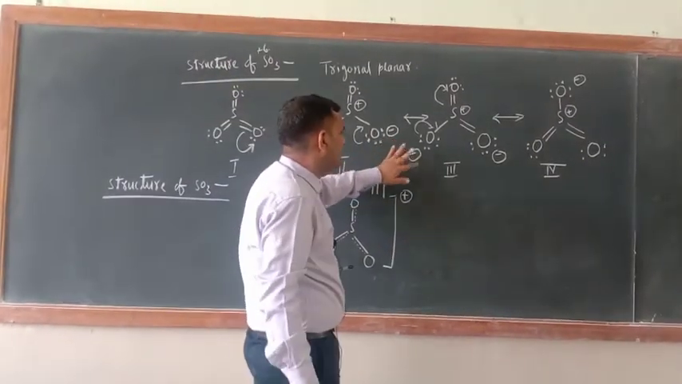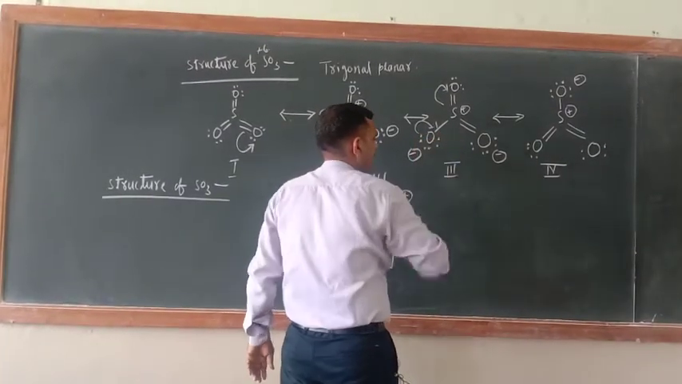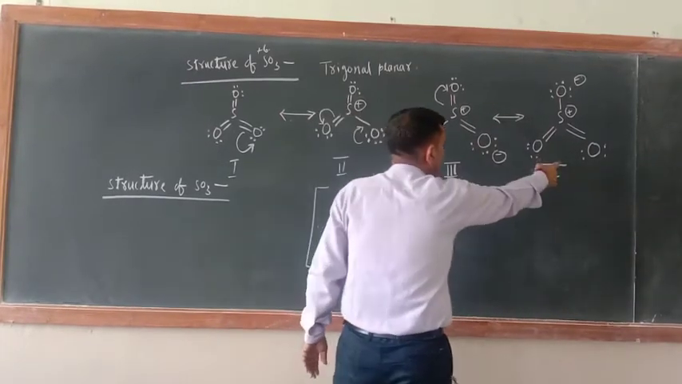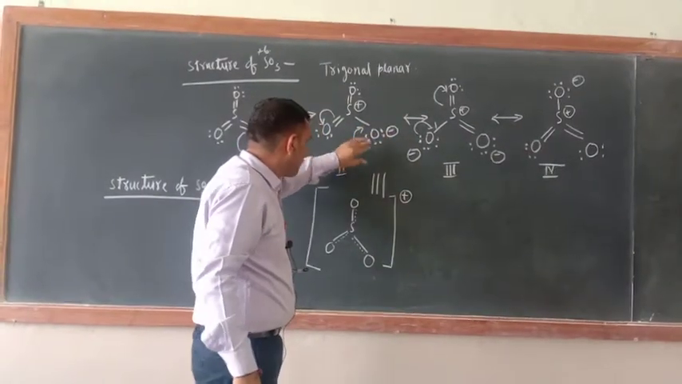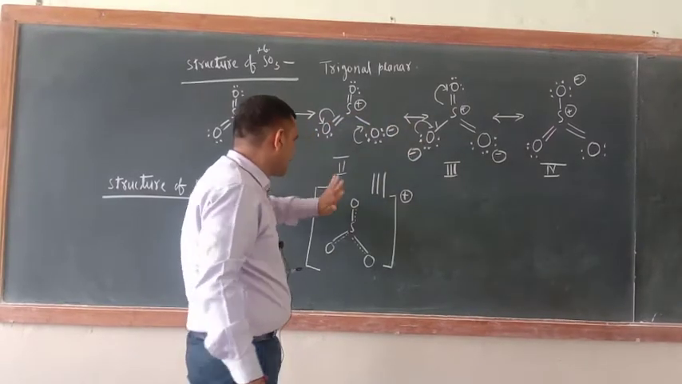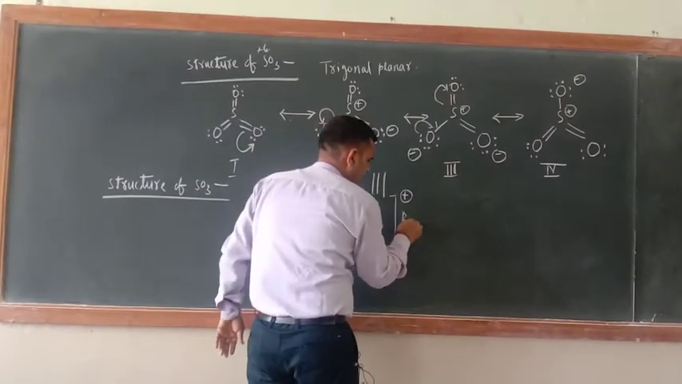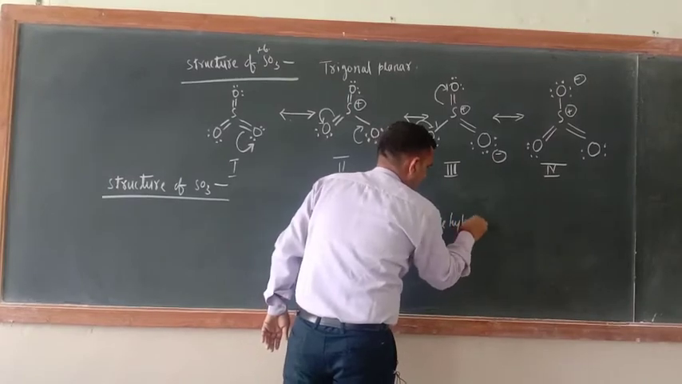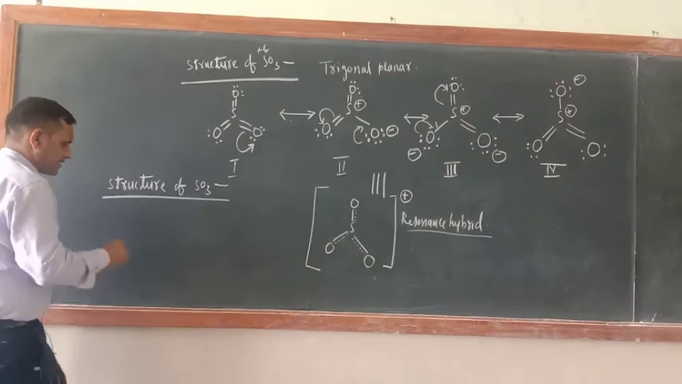This is the second, this is the third structure, this is the fourth structure. Just see, now the negative sign has been delocalized one by one to all 3 oxygens. So now this is the resonance hybrid. Resonance hybrid.